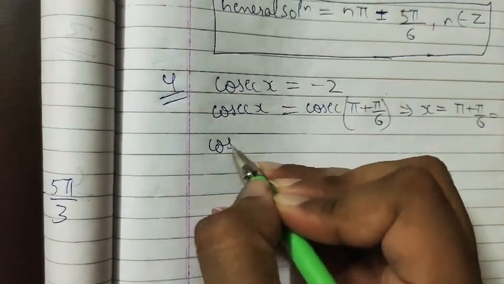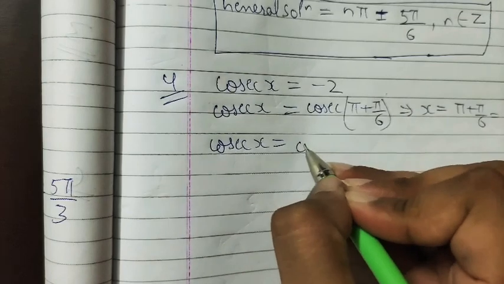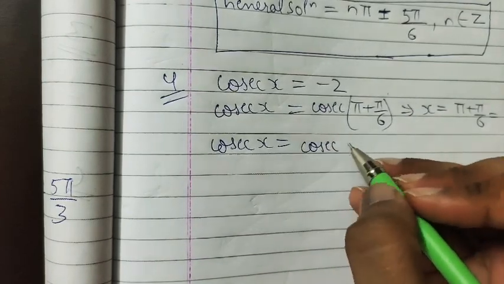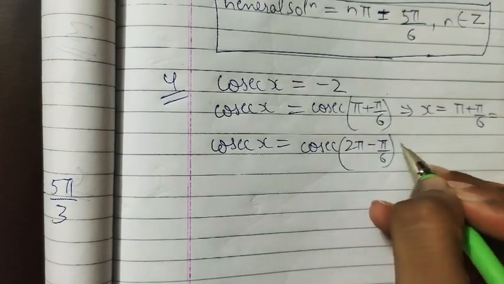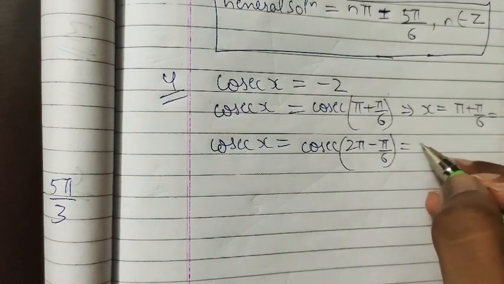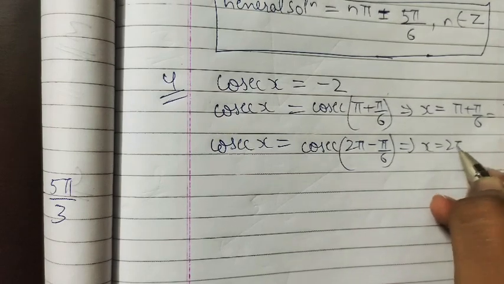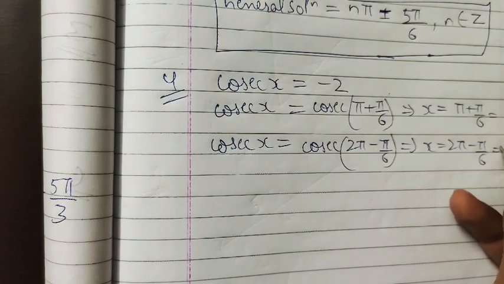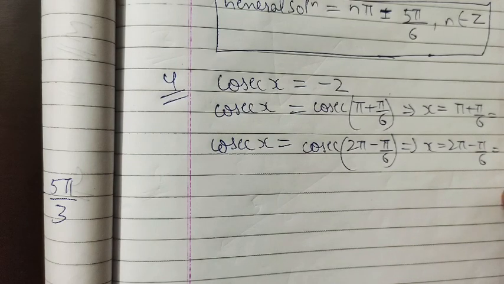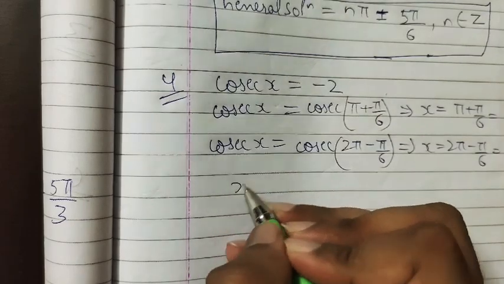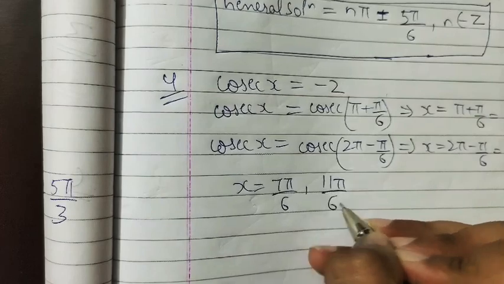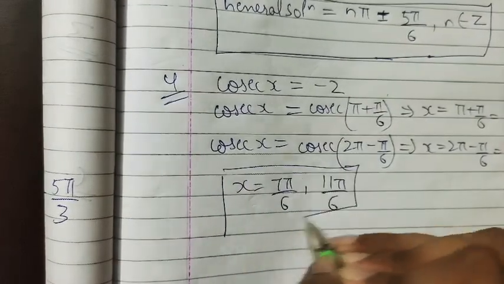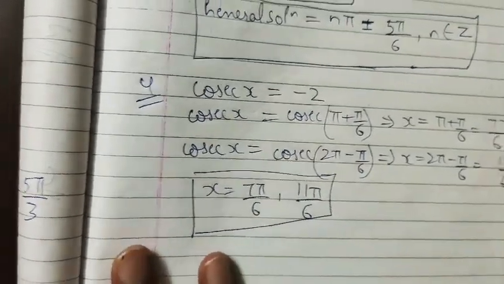Similarly, cosec x is negative in fourth quadrant also. So we can say 2 pi minus pi by 6. So x is equal to 2 pi minus pi by 6, which is 12 minus 1, 11 pi by 6. So x is equal to 7 pi by 6 comma 11 pi by 6, right? So this is principal solution and general solution.